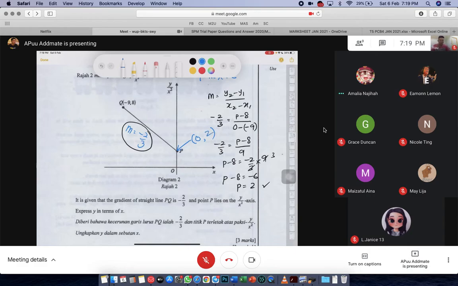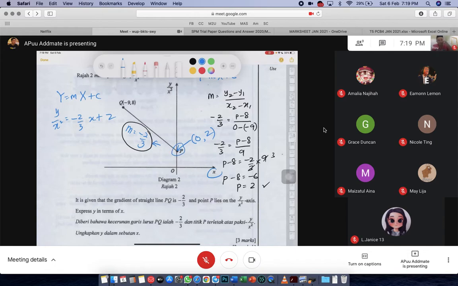Okay, now after that, it's given that your straight line PQ, P lies on the y-axis. And you have to express y in terms of x. So what is your straight line equation now? We can use the formula y equals mx plus c, right? So the y from earlier is y over x squared. And then you already have m. M is negative 2 over 3. So put in negative 2 over 3. And then x is here, x, and then plus c. What's your c? Your c is 2, right? Correct? Okay, because you already found it. C is equal to 2.